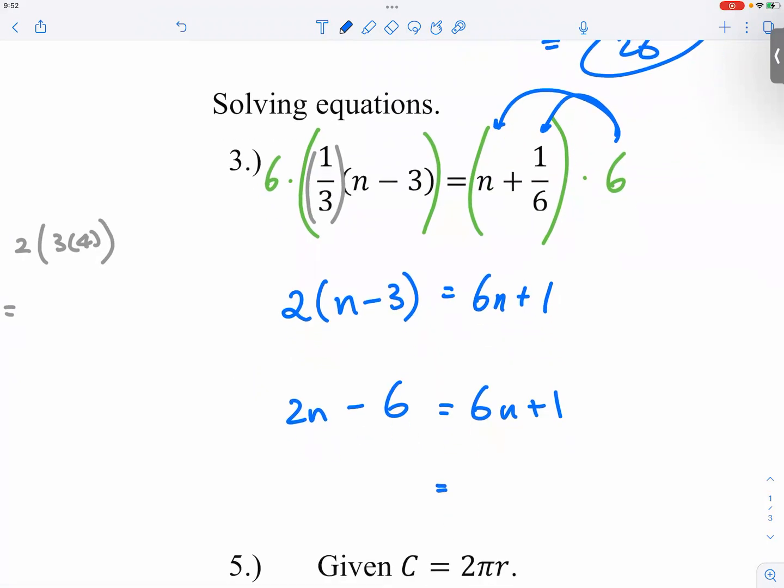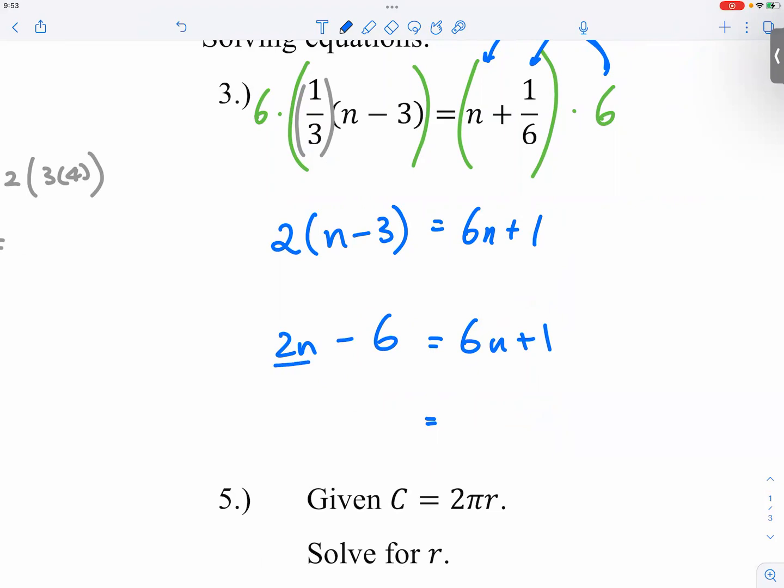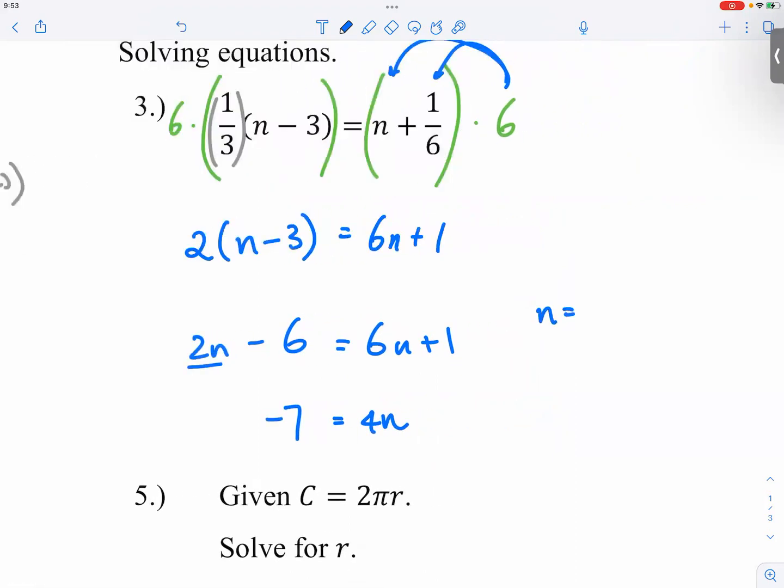I don't usually, and I want you to know that you don't really have to put the variable on the left-hand side. What I like to do usually is to keep the coefficient, which is the number in front of the variable, positive, usually. So in this case, I'm going to move the 2n to the other side, which will give us 4n. And then I got minus 7 on the left. So n is equal to -7/4. Is it much easier when we know how to get rid of fractions?